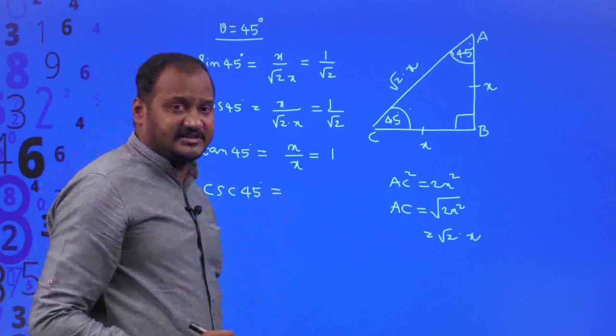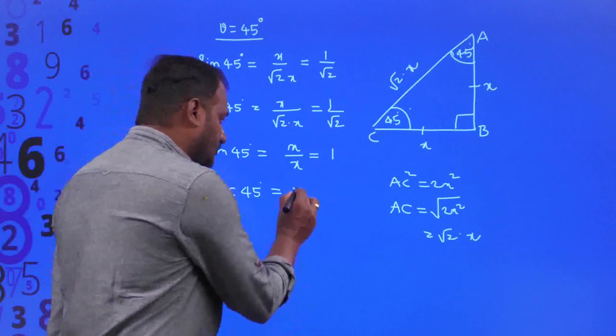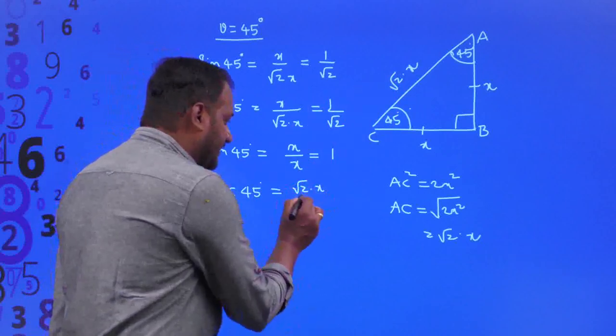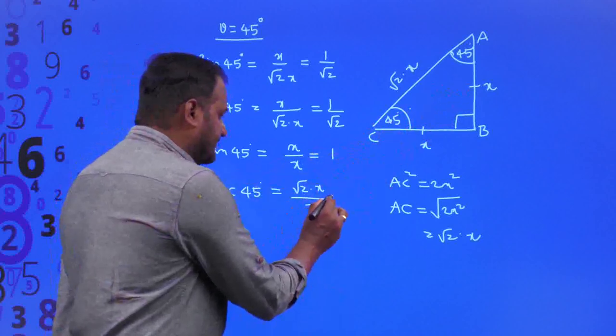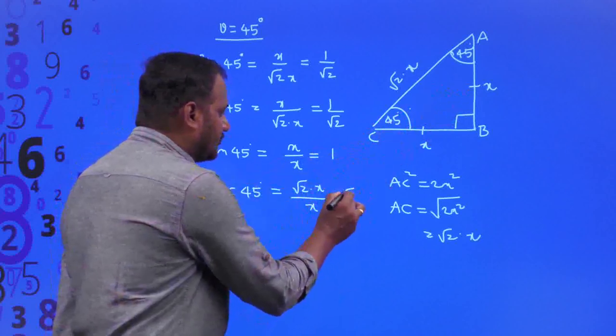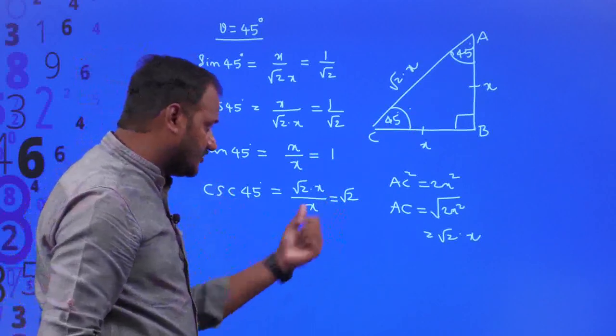And coming to the next trigonometric ratio, that is cosecant 45 degrees. What is the definition of cosecant theta? Hypotenuse root 2x divided by side opposite to 45, that is x. Again, x and x cancel, you get root 2. So, the value of cosecant 45 degrees is equal to root 2.